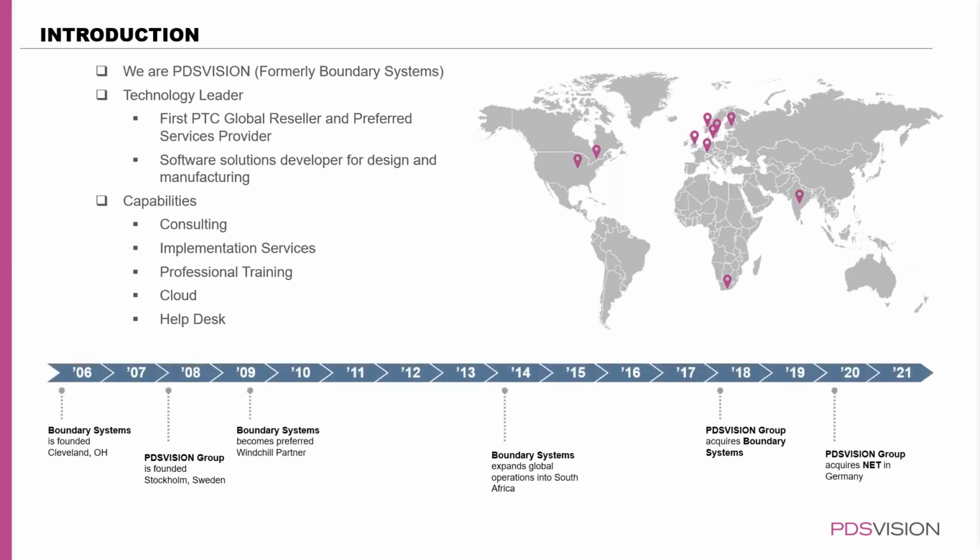Some historical background: Boundary Systems founded in 2006, PDSVISION founded in 2008. In 2009, Boundary Systems becomes a preferred Windchill partner with PTC and expands its global operations into South Africa in 2014. In 2018, we are acquired by the PDSVISION group, and further expansion and acquisitions in 2020 of NET in Germany. And in 2022, we officially changed our name from Boundary Systems to PDSVISION.